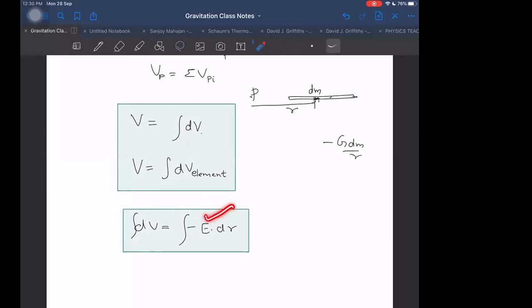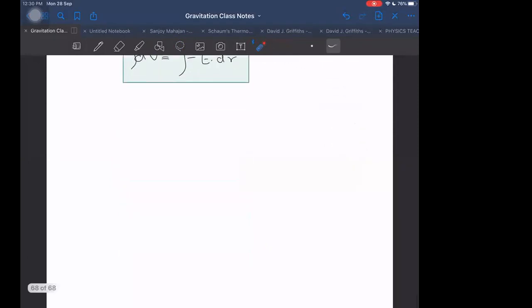Which one we will prefer depends on the situation. Sometimes E is very easily known to us, then I will prefer this formula. Sometimes potential is very easily known to us, then I will prefer this formula. Depends on the situation. Okay. Let us start quickly now, starting with the simplest case, I think.